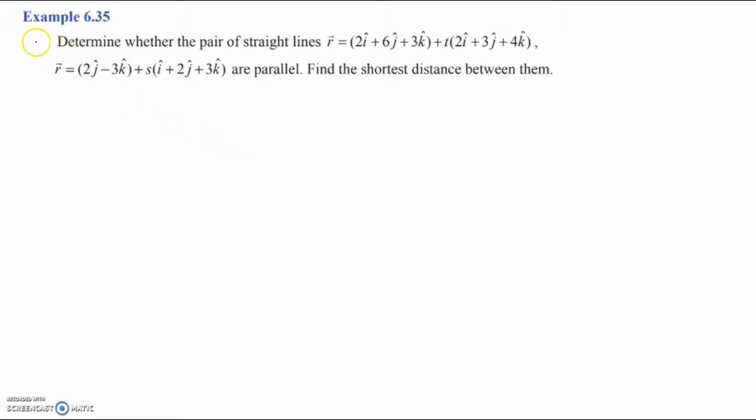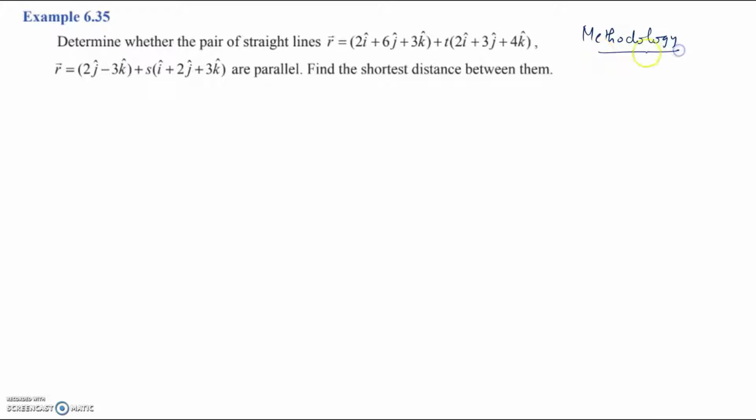In this video, we will do the example sums from example 6.35. The question says, determine whether the pair of straight lines given by these two expressions are parallel, then find the shortest distance between them. So what's the methodology that we would follow?